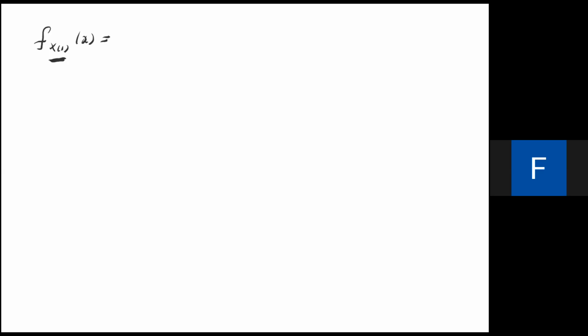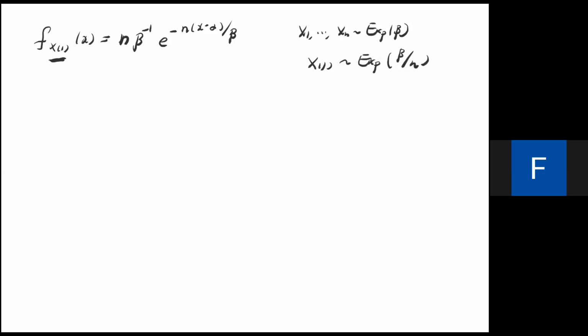I'm going to give you directly what that is. This guy is, not surprisingly, a shifted exponential, because for X1 to Xn exponential, the minimum order statistic would also be exponential. Then this guy right here would have that n. If you remember, if X1 to Xn are exponential with beta, then X1 follows exponential with beta divided by n.